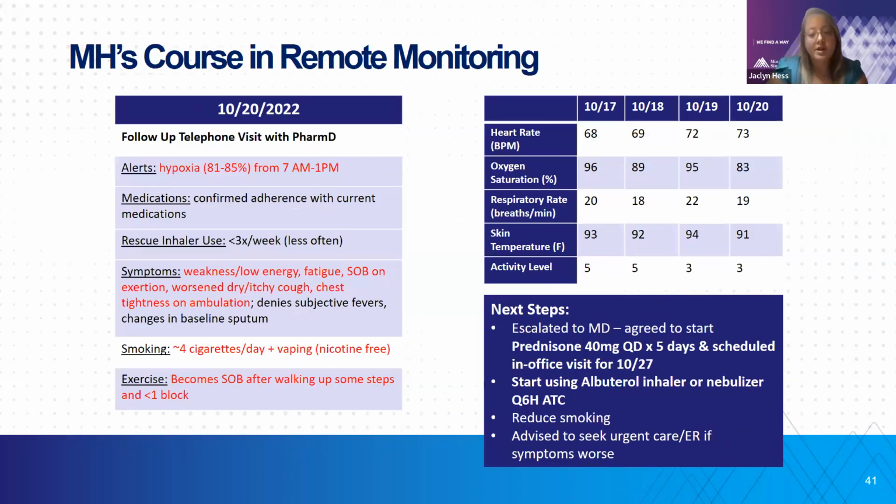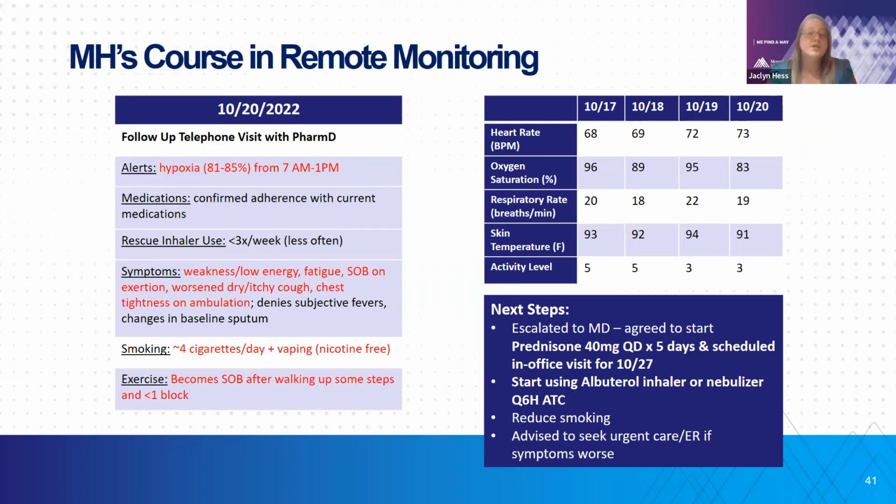I followed up with her on October 20th due to alerts for hypoxia that lasted for more than 5 hours, and her oxygen levels throughout this time were in the mid 80s. She was using her maintenance regimen and reported only using albuterol less than 3 times a week. She had some weakness and low energy, was feeling more tired, had dyspnea on exertion. Her cough was worsened, and she was having some chest tightness on ambulation that was slightly worse from her baseline.